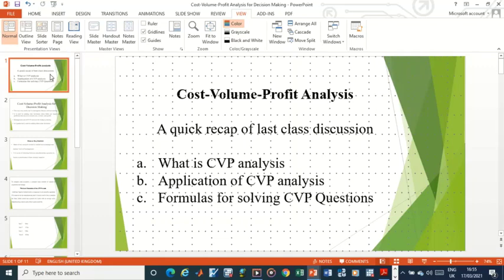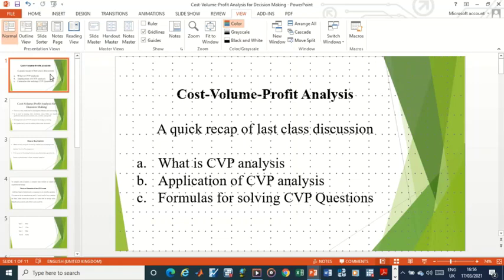What is CVP analysis? I'm going to repeat a little bit of what I said in the last class so that those who were not opportune to attend will understand what we discussed. I mentioned that CVP analysis consists of three variables. Number one is cost, second is volume, and third is profit. And as the name implies, it explains the relationship that exists among these three variables.